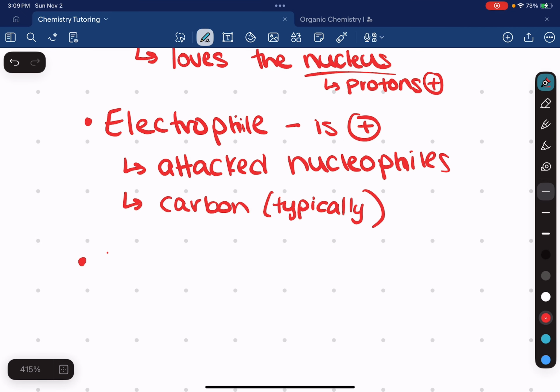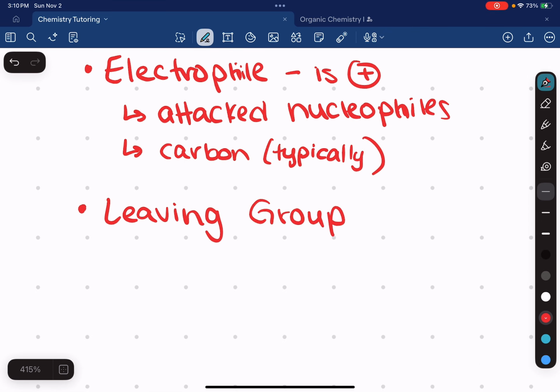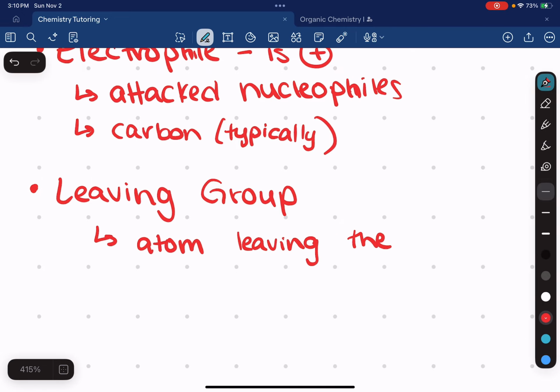And then lastly, you have your leaving group, your deserters. The leaving group is a very, very weak base. The weaker the base, the better it is. How do I write this, though? Atom leaving the compound.